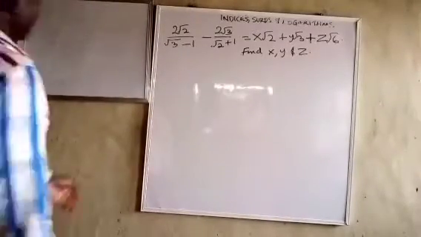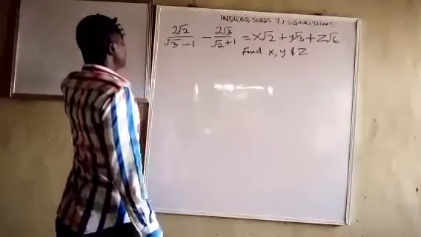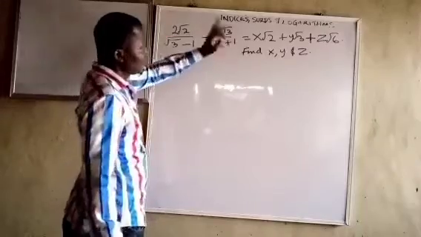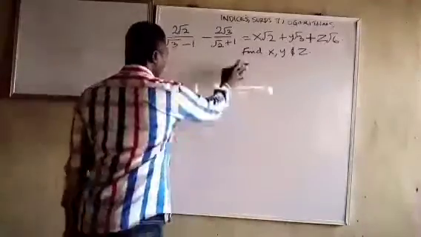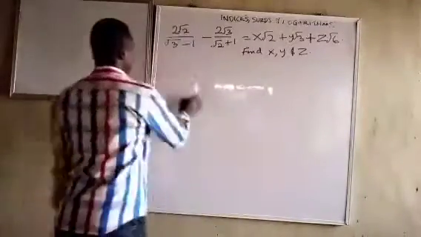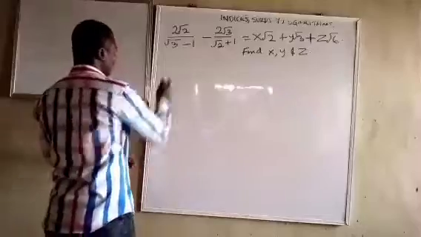We have a question now. 2 root 2 over root 3 minus 1 minus 2 root 3 over root 2 plus 1 equals x root 2 plus y root 3 plus z root 6. What is the value for x, y, and z? Now, we have to rationalize this for ease. How do you go about that?